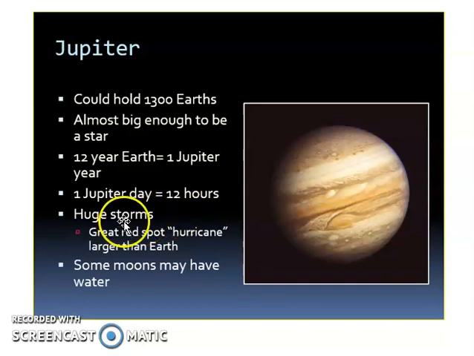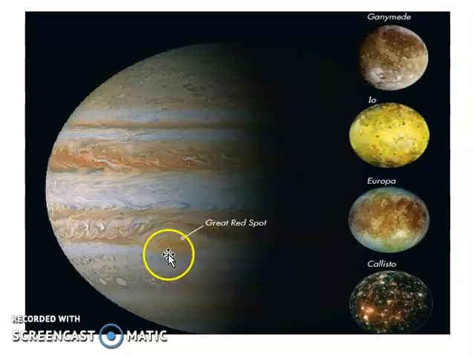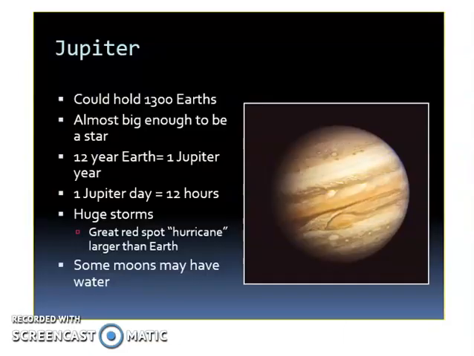There is a huge storm. The huge storm, actually, you can see it here. This is a huge storm. What is the size of that huge storm? A size as big as the Earth. Imagine. That is too big. Now, as I mentioned, some moons of Jupiter have water.